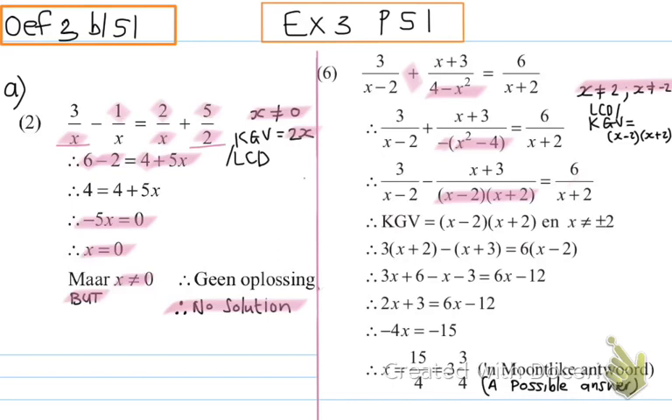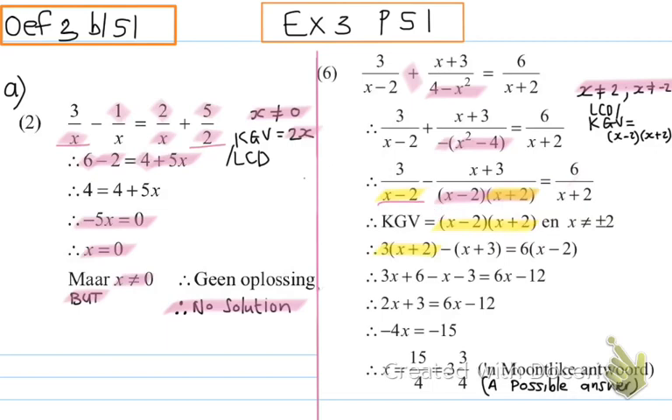For the LCD, I see that I have x minus 2 and an x plus 2. Okay, and then it repeats. So that will be my LCD, x minus 2 and x plus 2. Now I multiply each term to get to the LCD. The first one, I'm going to multiply that 3 by x plus 2, because to get from x minus 2 to the LCD, I need an x plus 2. Okay, so it's 3 times x plus 2.